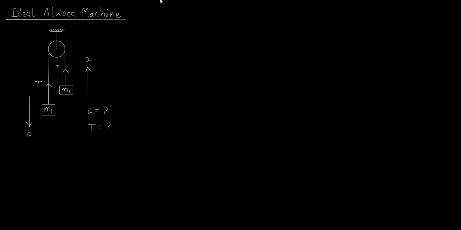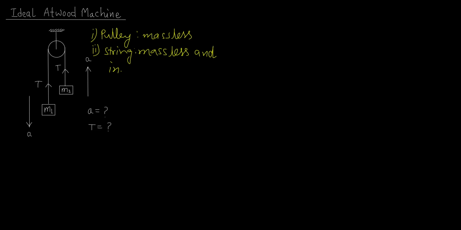So there are two main characteristics of an ideal Atwood machine. The first thing is the pulley should be massless, and the second characteristic is that the string should be massless and inextensible. So these are the conditions for it being an ideal Atwood machine. If any of these conditions fails, then it will not be an ideal Atwood machine.